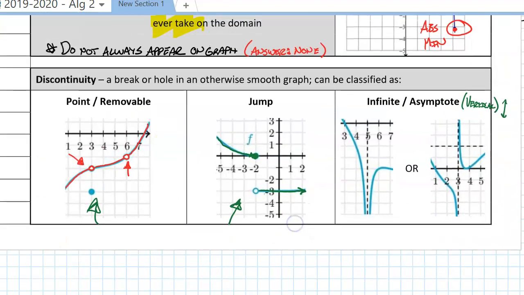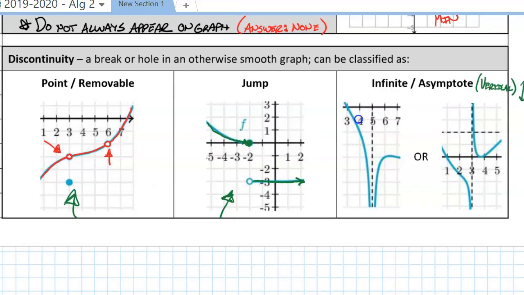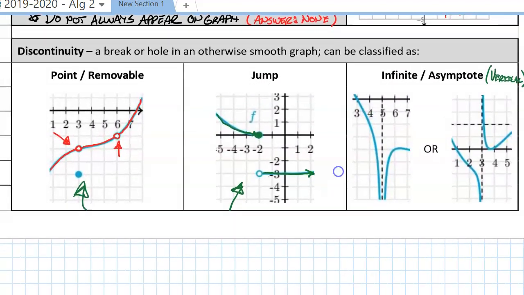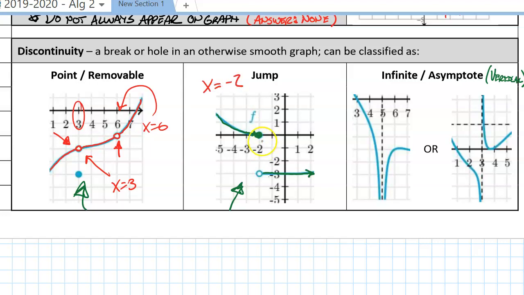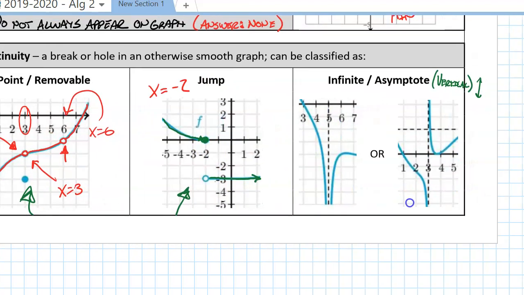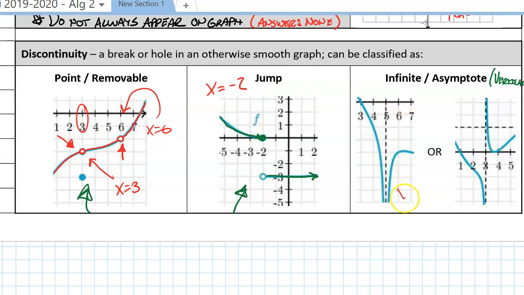Okay? In terms of classifying them, we're going to make sure we know these terms. The way that we identify them is we tell them where they are. So here I would say that there is a point or removable discontinuity at x is equal to 3, and we see it at x is equal to 6, which is right there. For a jump, again, we just use the x values here. We see it at x is equal to -2. There is a jump discontinuity. Lastly, on our infinites, here we see at x is equal to 5, an infinite discontinuity, and here we see at x is equal to 3, another infinite discontinuity.